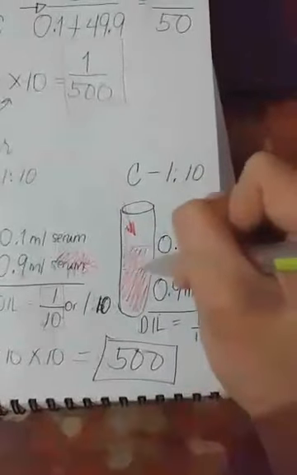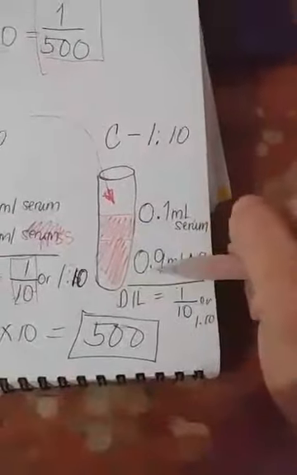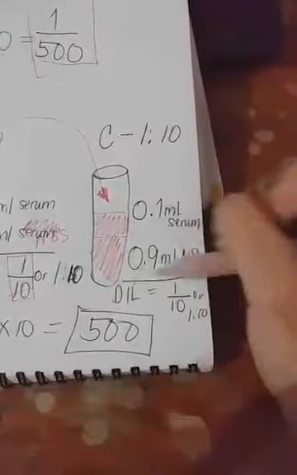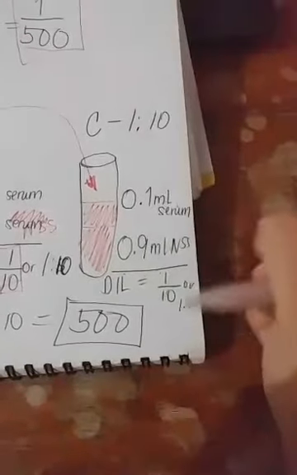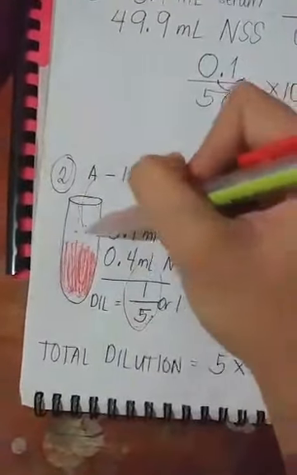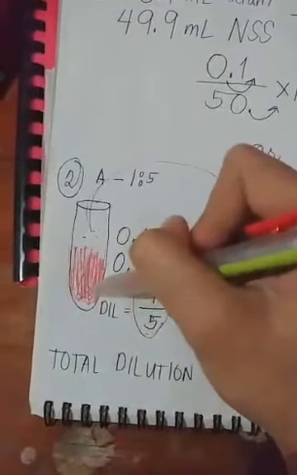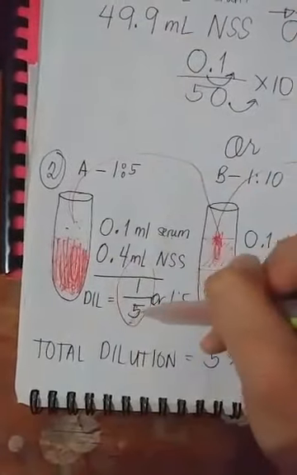Nagdagdag ka ng 0.1 na serum. Check for the dilution. Again, 0.1 serum plus 0.9 ml NSS. Pag pinagsama natin dalawa, ang dilution natin ay 1:10. Okay, so again, as a summary, kumuha tayo ng sample from the patient, 0.1, sinamahan natin ng 0.4 ml ng NSS, nilagay natin sa tube number 1. Ang ginawa natin dilution, 1:5.